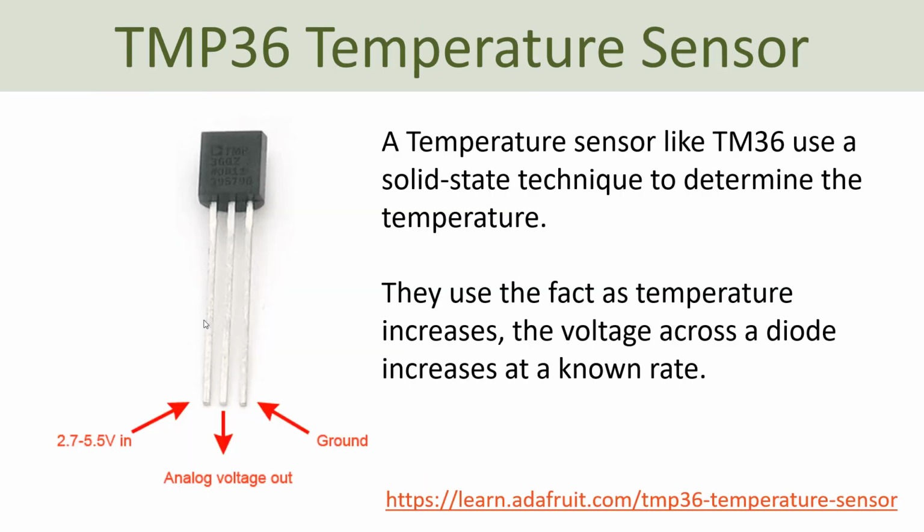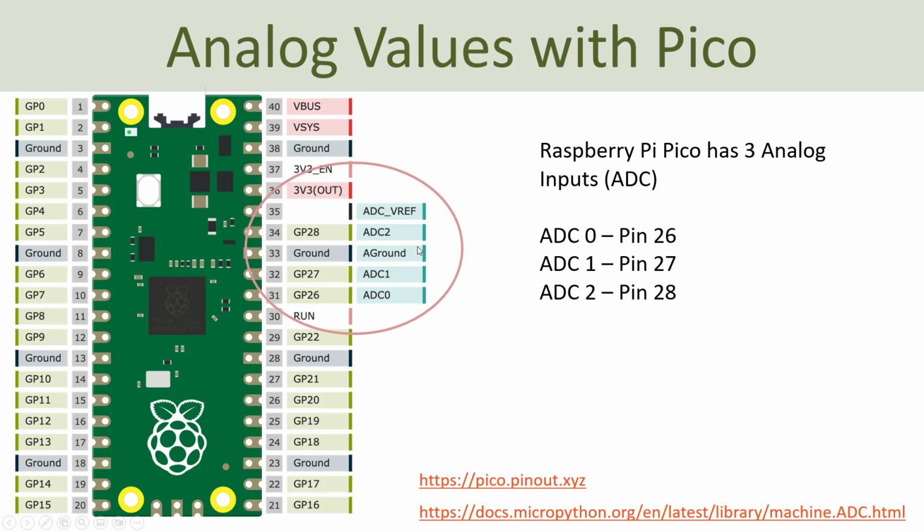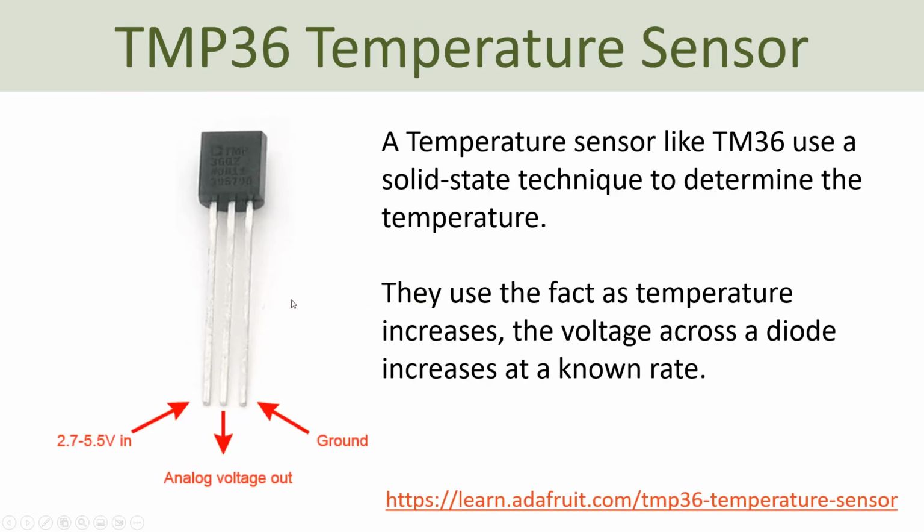In order to read values from this sensor, you need to be able to read an analog voltage using the Raspberry Pi Pico, and luckily the Raspberry Pi Pico has 3 analog to digital converters that we can use. Here you see the 3 ADCs that are on the Raspberry Pi Pico. You have ADC 0, which is pin 26, then ADC 1, which is pin 27, and then ADC 2, which is pin 28. So you can use any of these 3 pins in order to connect this temperature sensor or similar components to the Raspberry Pi Pico.